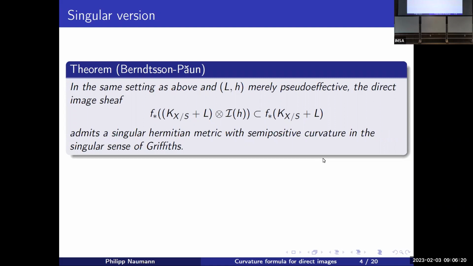So it could also be that this isn't there. I think in the projective case, when you have invariance of plurigenera here, it should be locally free. But I'm not sure in the general case. So they have to first restrict to the locus where it's locally free, and then somehow they extend the metric. It's not automatic.